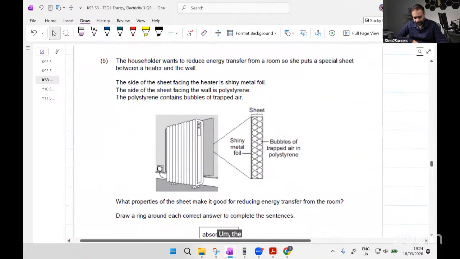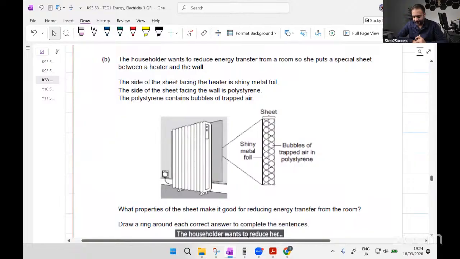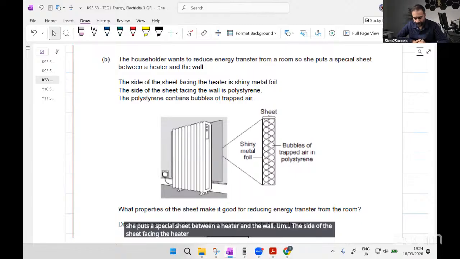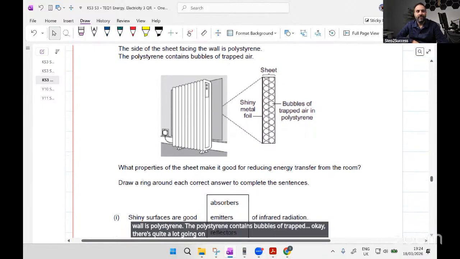The householder wants to reduce energy transfer from a room, so she puts a special sheet between a heater and the wall. The side of the sheet facing the heater is shiny metal foil. The side of the sheet facing the wall is polystyrene. The polystyrene contains bubbles of trapped air. Okay, there's quite a lot going on here. This is to do with conduction.